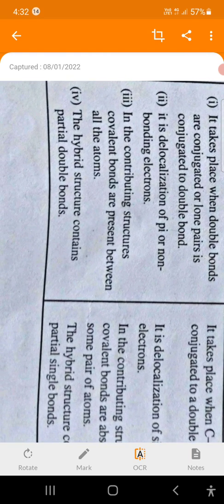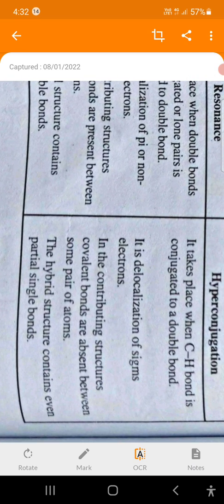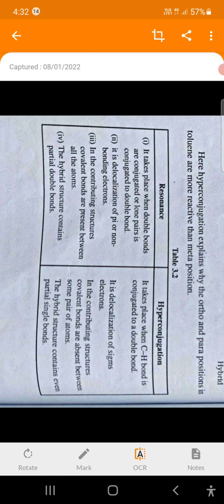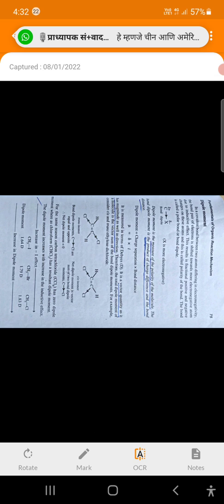In resonance, hybrid structures contain partial double bonds. In hyperconjugation, the hybrid structure contains even partial sigma bonds also. Sigma bond also participates in hyperconjugation. Therefore, the hybrid structure contains the covalent bond also. These are some points which distinguish between resonance and hyperconjugation.